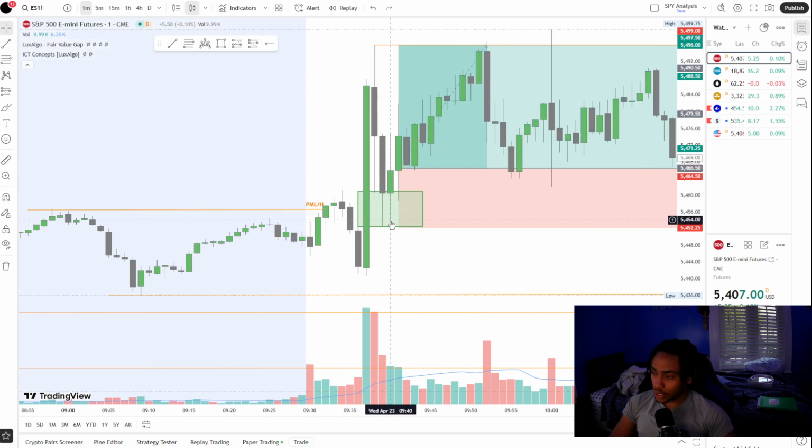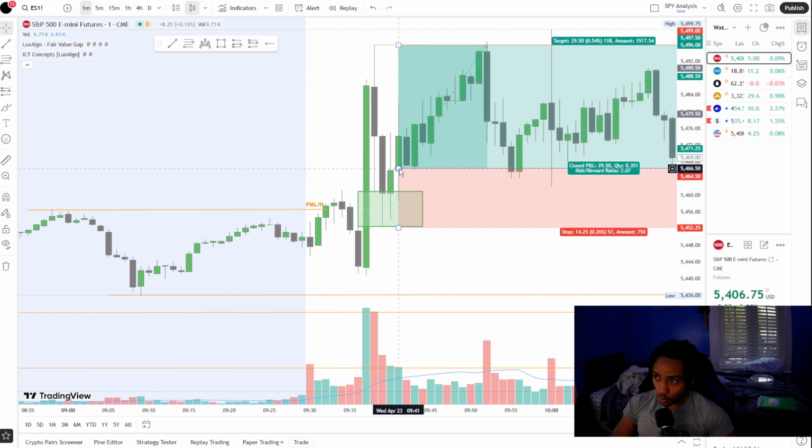Price comes in, taps into it. I watch this candle form right here on the 1 minute. Okay, boom. This candle opens right here. Price comes down, comes back up all the way up to here, and then wicks down here, price closes right here. I wait for price to close. Boom, I enter in on this candle and just let it rock.